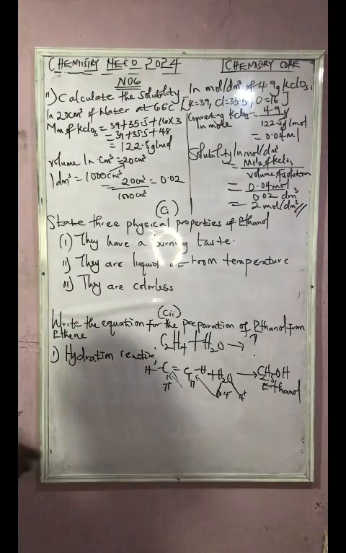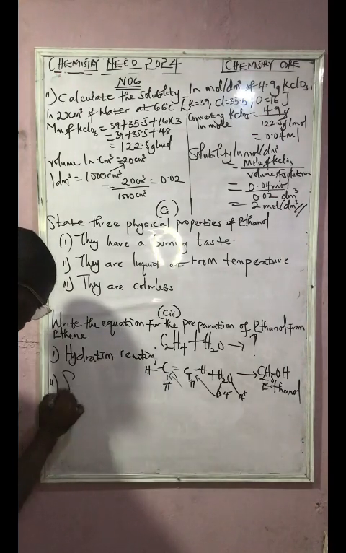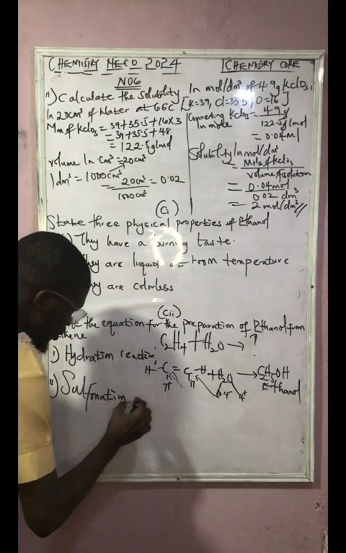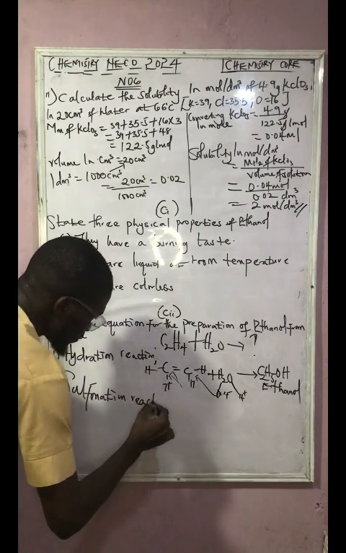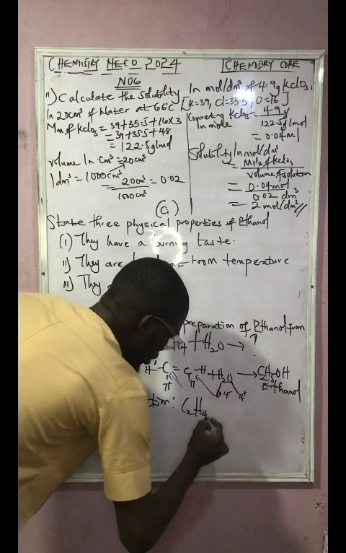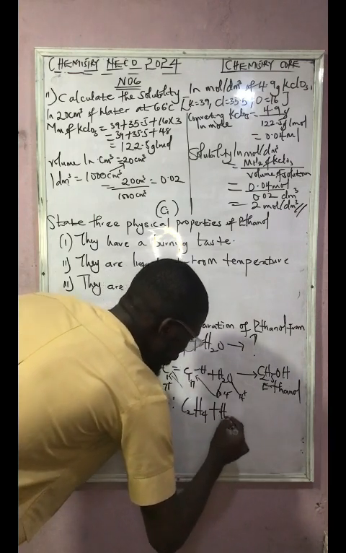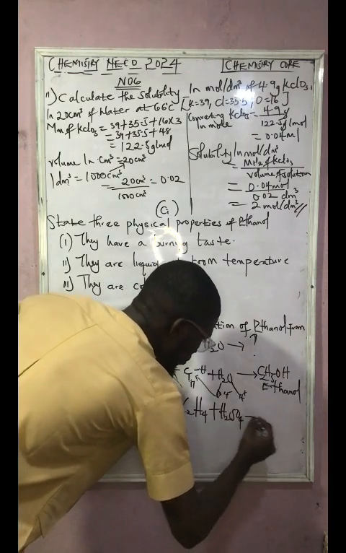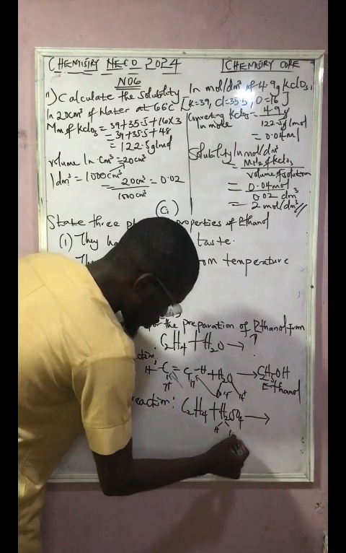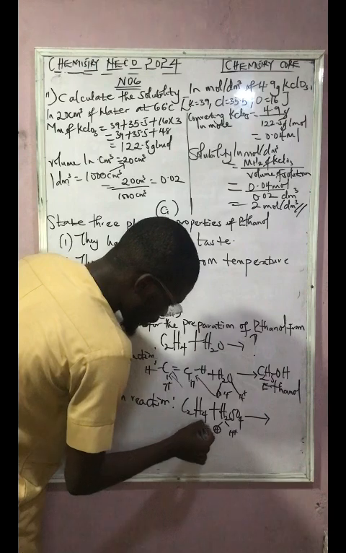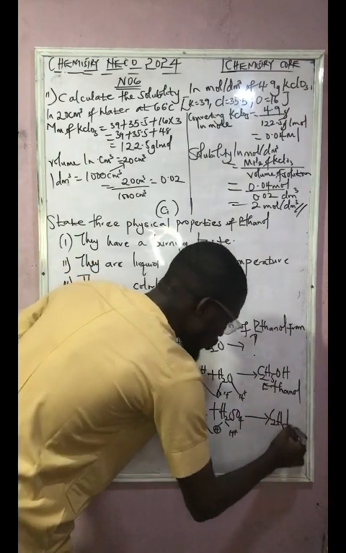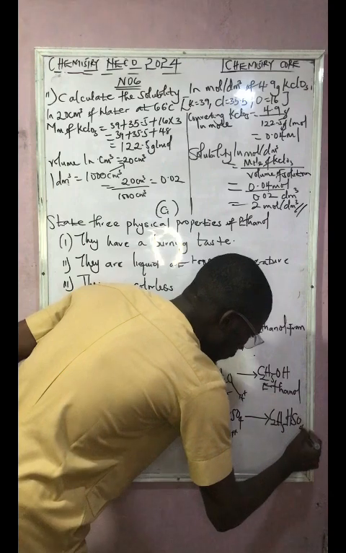So the next one is sulfonation reaction. C2H4 plus H2SO4. The same thing is this. Here I can separate it into two. One of this is coming to this place. We have C2H5. Here we are left with one hydrogen and SO4.